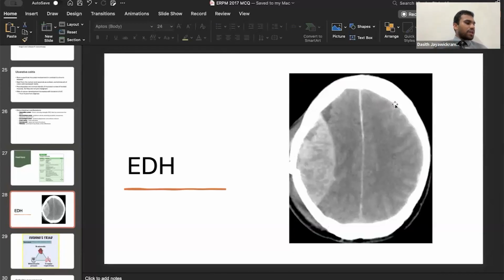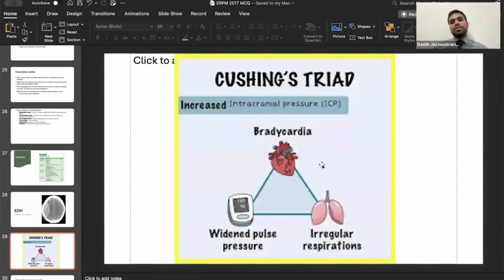Okay. ICP is characterized by tachycardia. So in raised ICP, there's this thing called Cushing's triad. The patient will have high blood pressure, and in response, the patient will have bradycardia and irregular respiration. So hypertension, bradycardia, and irregular respiration. This is called Cushing's triad in increased ICP.